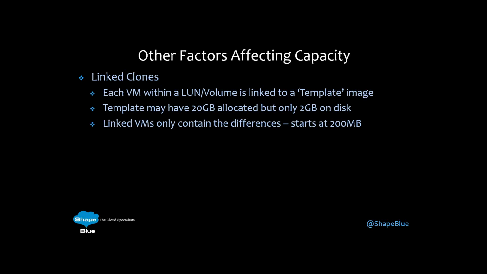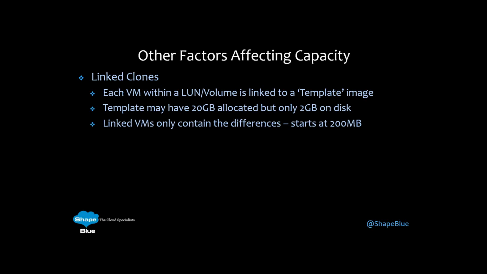Now, it gets worse. The way CloudStack deploys VMs is it uses a concept called linked clones. So every time we create a new VM based on a template, it doesn't actually copy that template in its entirety. It creates the VM as a linked clone to that template. This means that if we have, for example, a template that has a 20 gig root partition allocated to it, so when it was installed it was created as 20 gig, it was thin provisioned, so it's actually only using 2 gig of disk on the storage array.